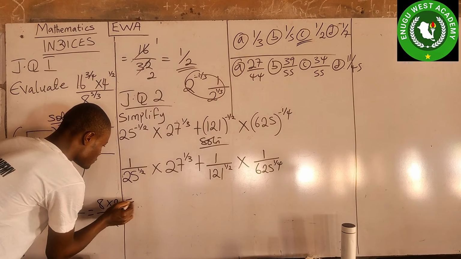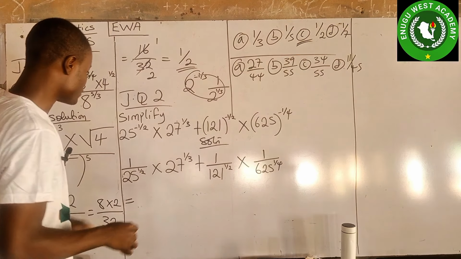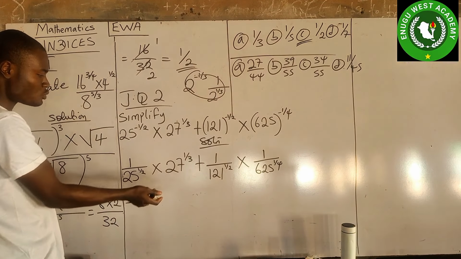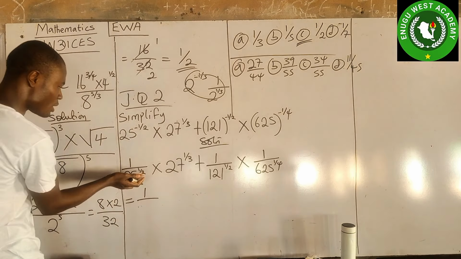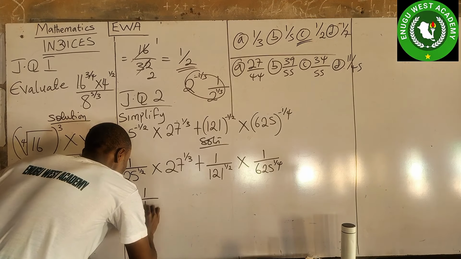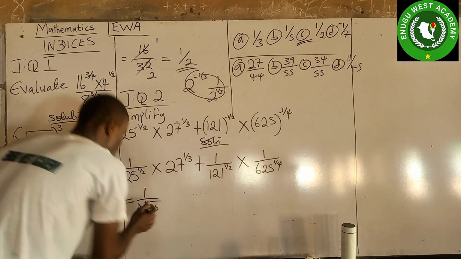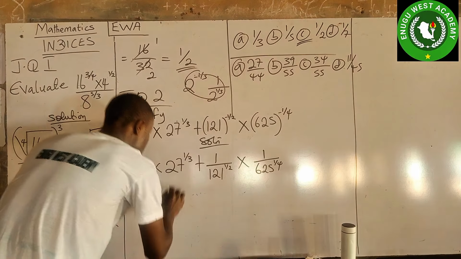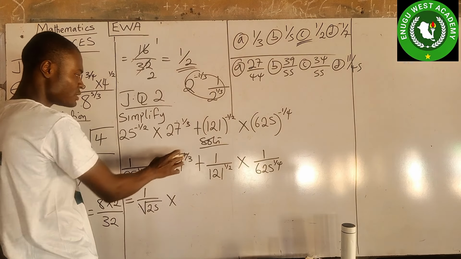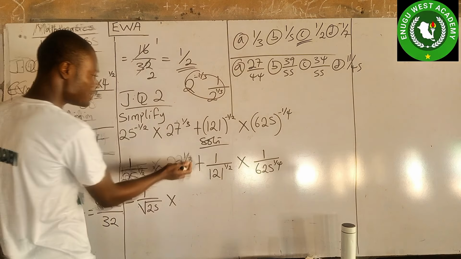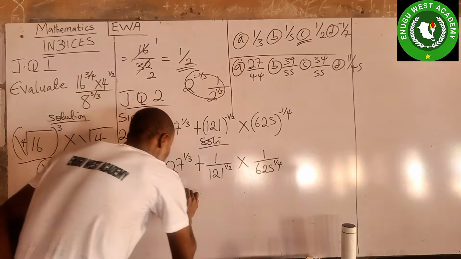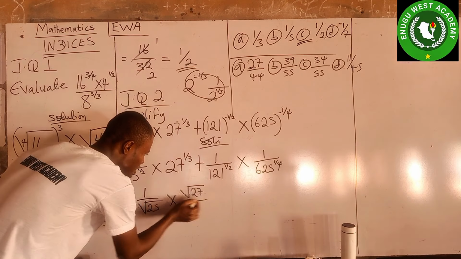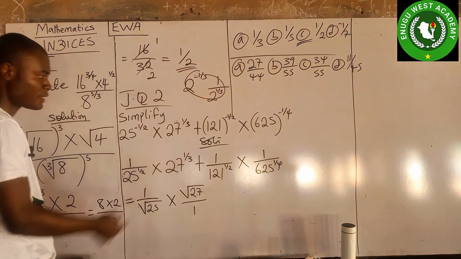So this will be equal to, hope you are following, 1 over 25 raised to power 1 over 2. Now, let's find the root. Since we have 2, it's going to be the square root of 25. Remember, we are not going to put brackets because we have 1 there. Times, here we're going to have 27 raised to power 1 over 3, which means the cube root of 27. So we can put it over 1. Now, plus.